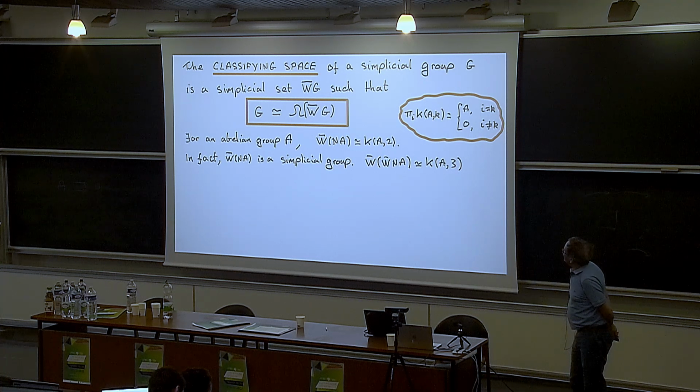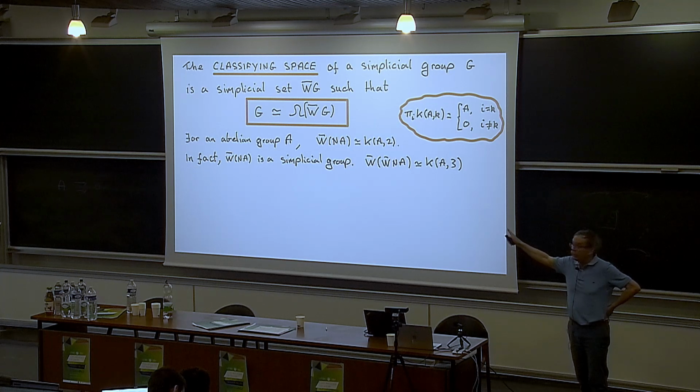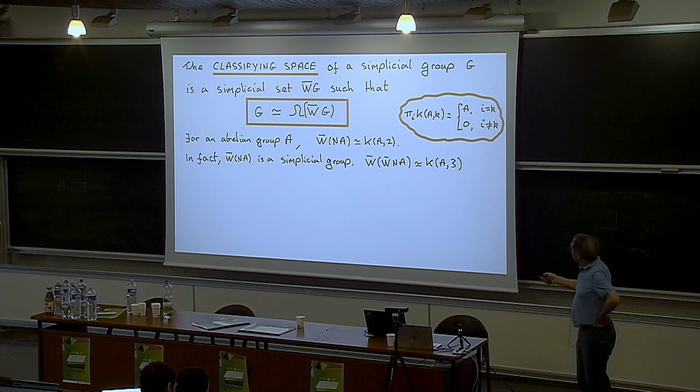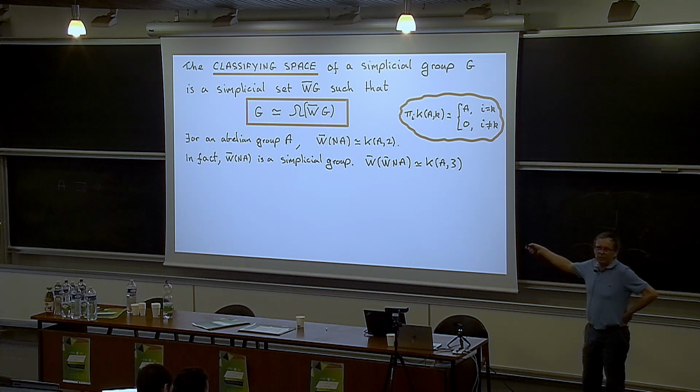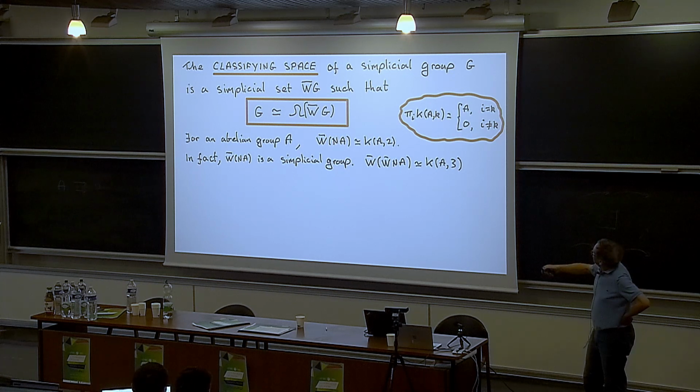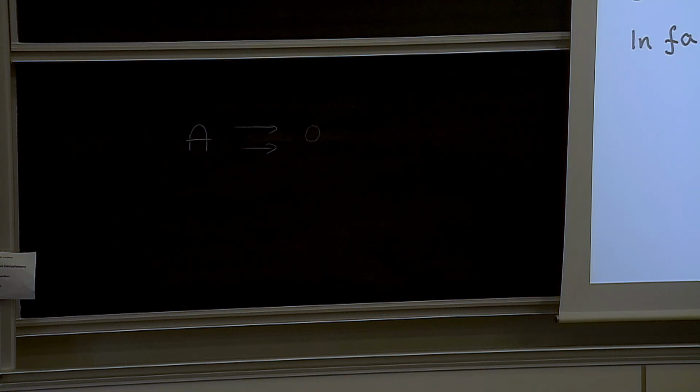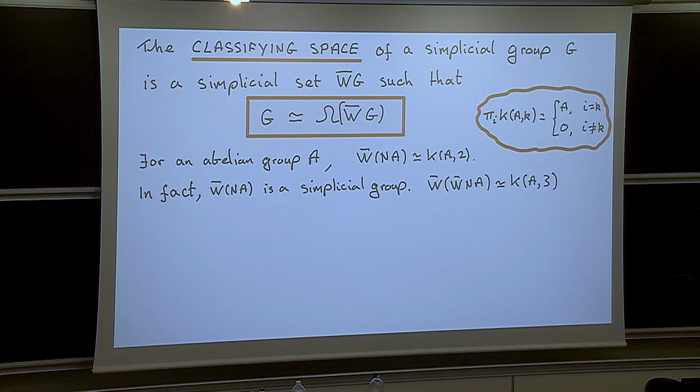So, in fact, if A is abelian, then when I tell you what W bar is, I haven't told you yet, but it will actually be a simplicial group. It'll be a simplicial abelian group. So you could go on and on and on. If I tell you what W bar is, you could take W bar of W bar. W bar applies to a simplicial group, so if your output is a simplicial group, you can repeat. And W bar of the nerve will be a K(A,3), a simplicial set with third homotopy group equal to A and all other homotopy groups trivial.